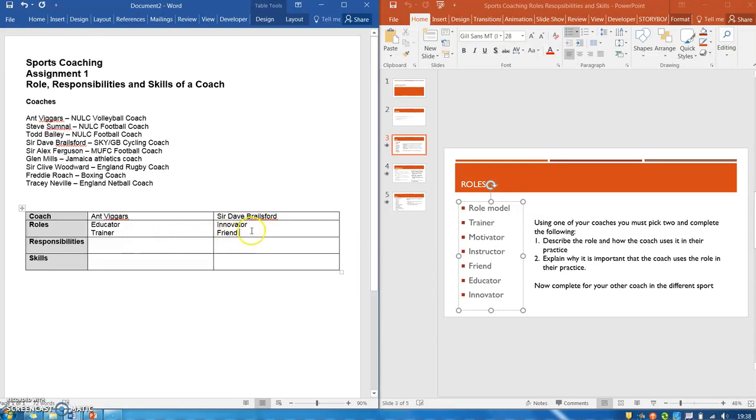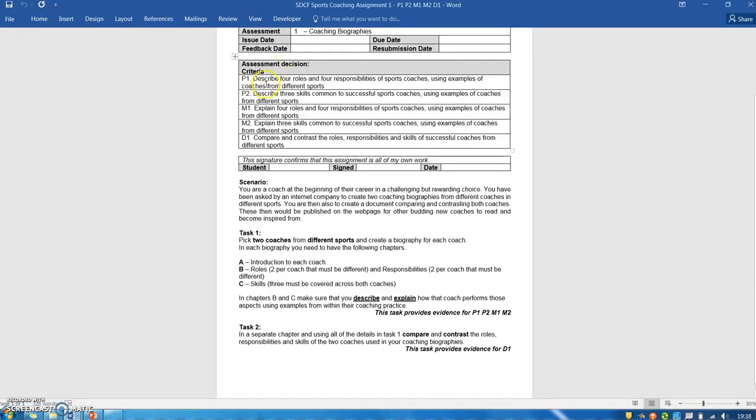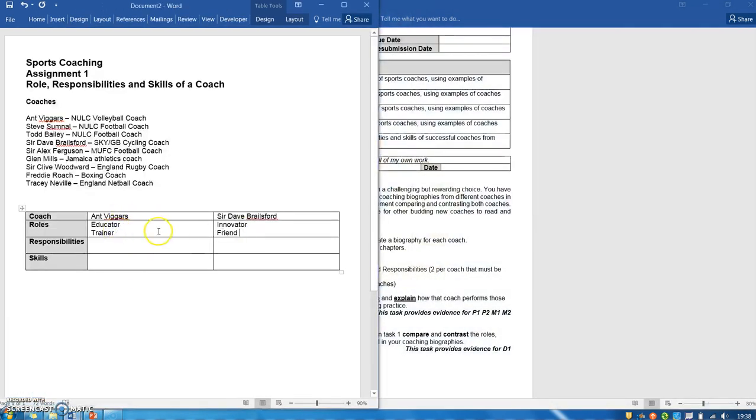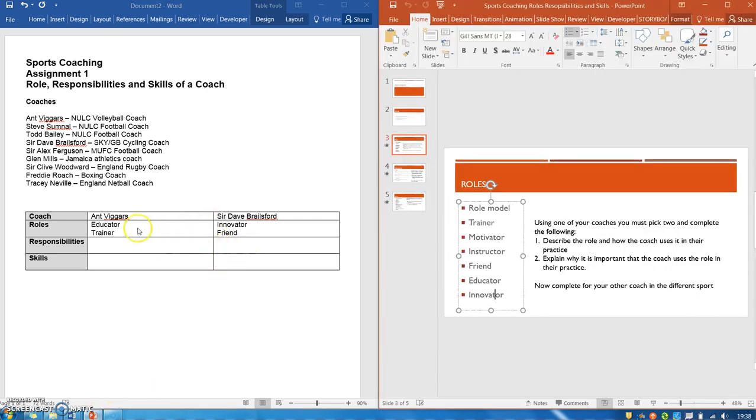Now, if you look here, I've chosen 4 roles, 2 for Ant, 2 for Dave, and they are different. And if we look back to our criteria, it says describe 4 roles and 4 responsibilities of sports coaches using examples from coaches from different sports. So when it comes to you picking those different roles, we've definitely got 4 different ones there. And what I've done there is basically just given you a brief description of what those are, and where they might use it within their chosen sport.